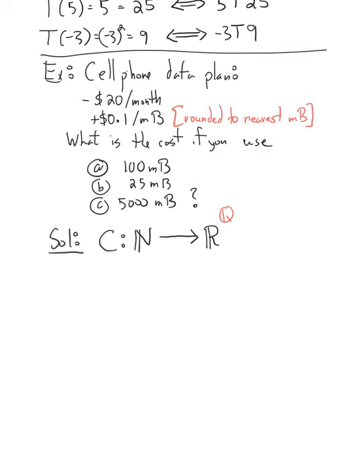So let's develop it. Remember, our input is the number of megabytes we use. We're thinking of this as the number of megabytes. Well, how do we calculate the price? No matter how many we use, we have to spend $20. And then we spend 10 cents per megabyte. So we take the number of megabytes, x, and we multiply it by 0.1. So here's the definition of the function that we built.